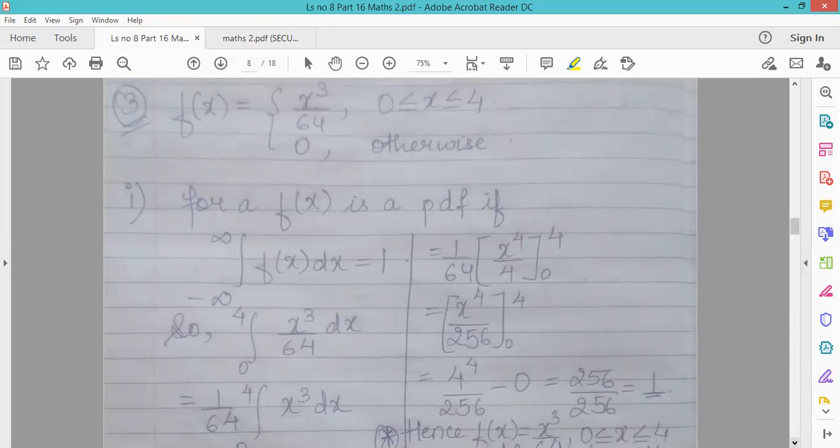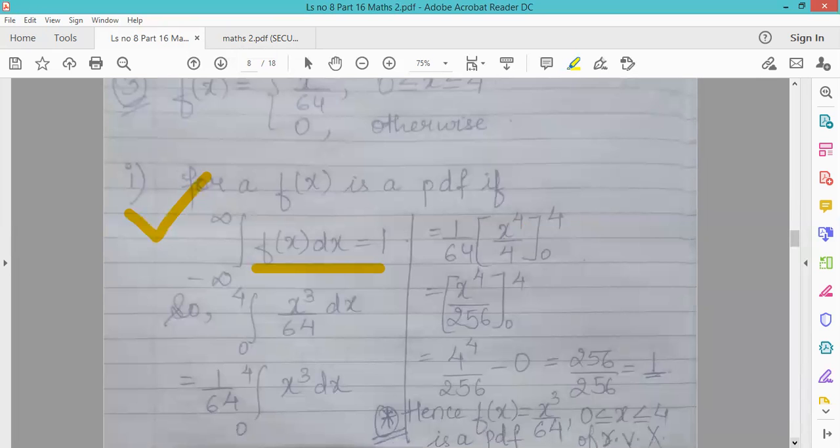Do you remember? For verification आपको prove करना है कि integral minus infinity to infinity f of x dx should be equal to 1. अगर आपको answer 1 आता है, then only you can say that it is a PDF. So again the interval given was 0 less than or equal to x less than or equal to 4. So integral 0 to 4 x cube upon 64 dx. So I'll take 1 upon 64 in front of integration: 1 upon 64 integral 0 to 4 x cube dx.